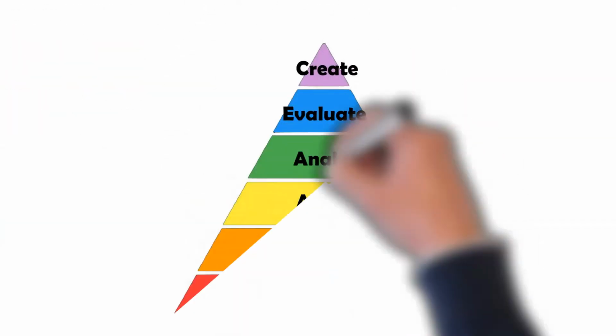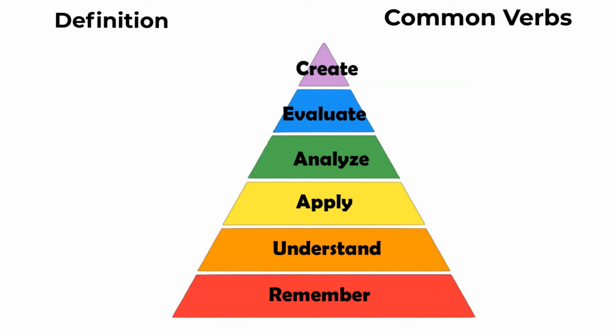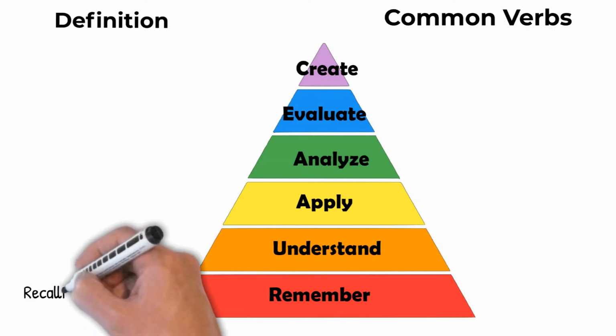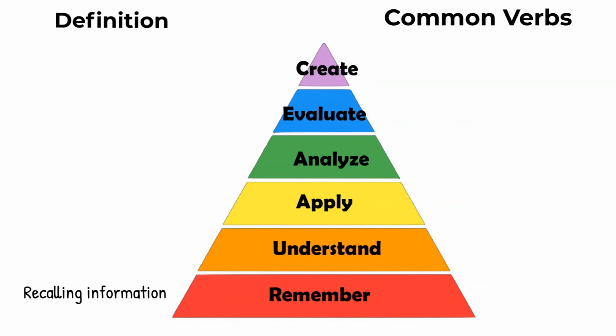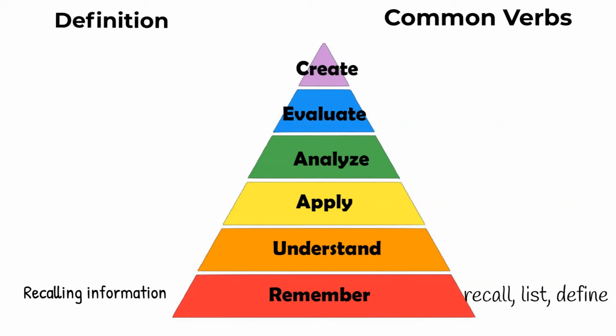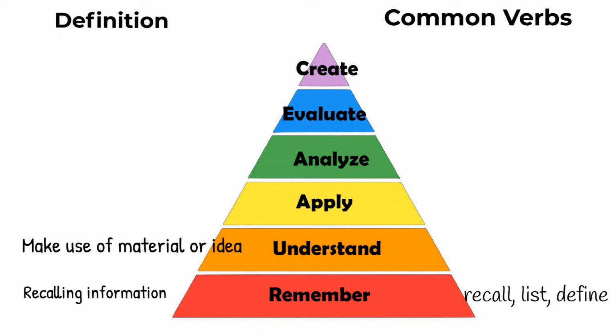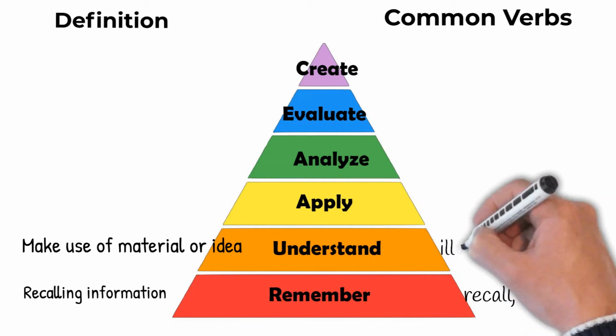Here is the definition and common verbs associated with each level. Remember, this cognitive level involves the task of recalling or remembering information. Instructional objectives at this stage include verbs such as recall, list, and define. Understand is where students know what is being communicated and can make use of the material. Verbs here include illustrate and explain.